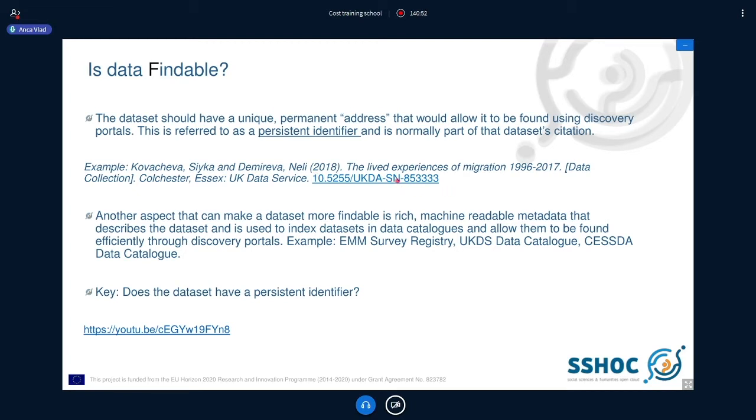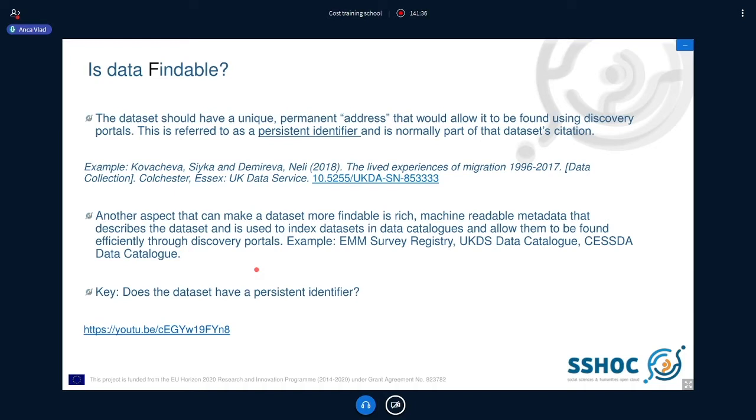So we have an example here of this data set, and the DOI is here at the end, and this is permanent, and this is different from a regular URL that you would use, in the sense that a URL might not be valid in a few years, or it might not be maintained, whereas a persistent identifier, a permanent one, this DOI will exist forever. Okay, so it will not disappear at any point. Okay, another aspect that we need to keep in mind in terms of findability is that the dataset needs to have very rich metadata.